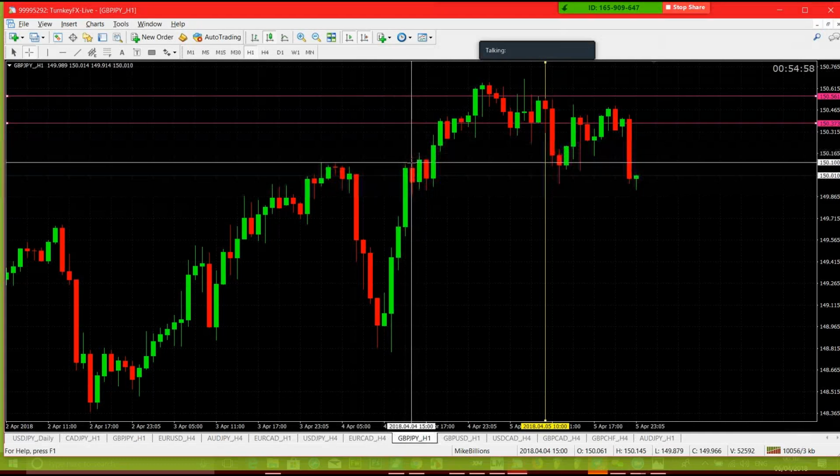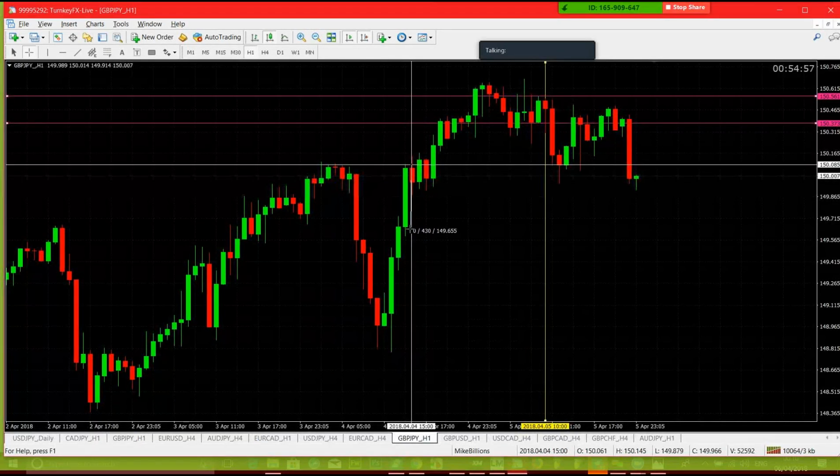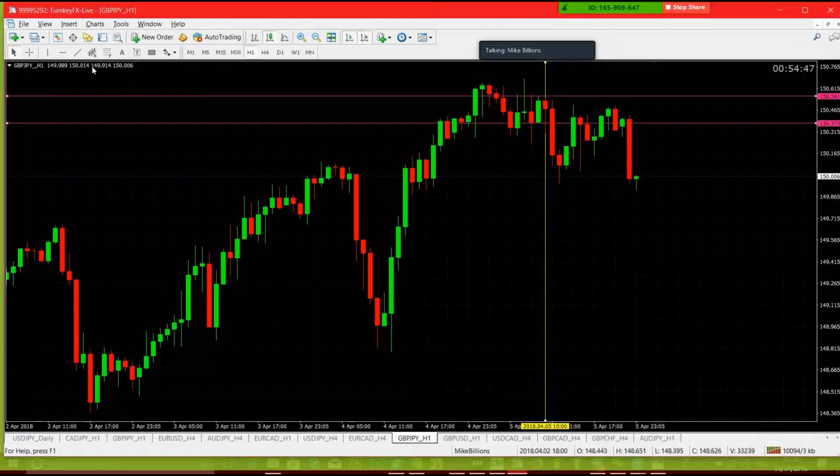If this was my trade, let me see how many pips this is. Okay, this is too much for me. This is almost 50 pips. Yep. If this was my 2 a.m. candle, where would my stop loss be?